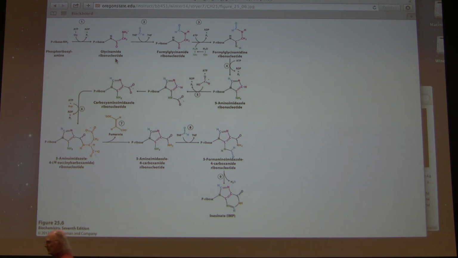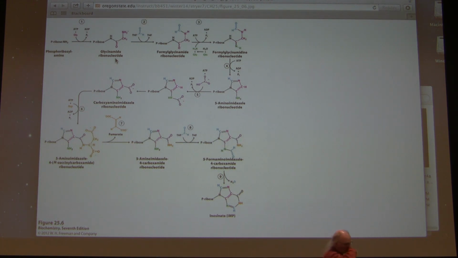This enzyme is very interesting. I'm going to talk about it later when we get to how cells decide how much GTP and how much ATP to make. It's got a very interesting regulatory system to balance how much ATP and how much GTP to make. So I'm going to save that for later. But I want you to remember that enzyme that's involved in making this compound, PRPP amidotransferase.